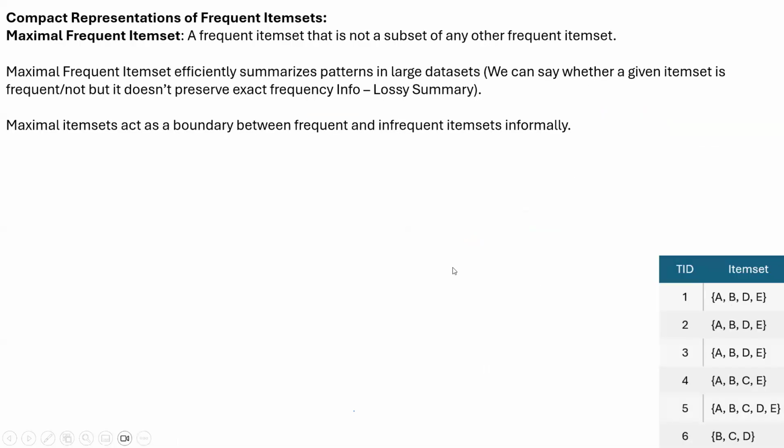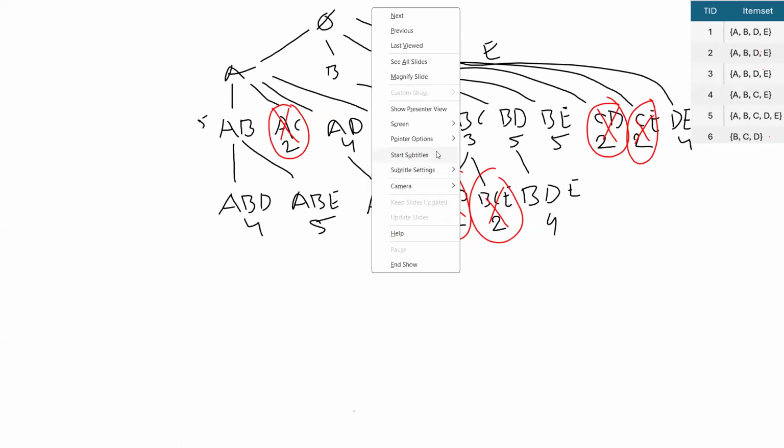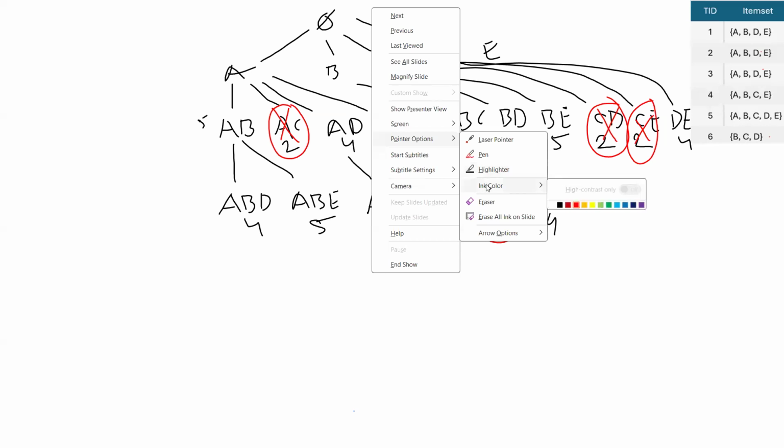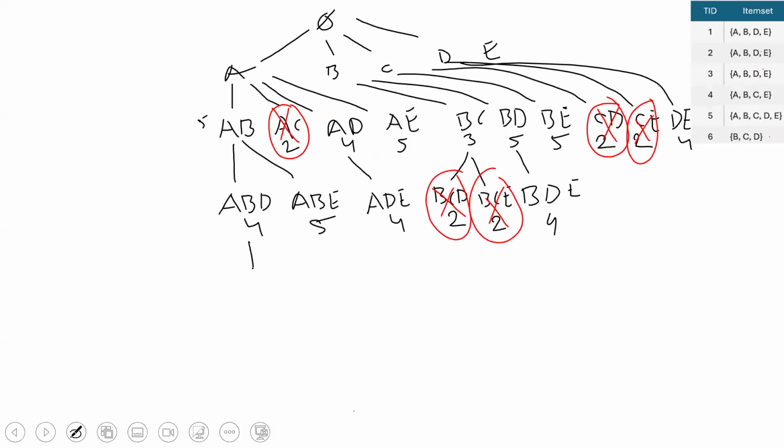Now let me go back to this one. So this becomes ABDE. ABD is also covered, and BD is also there. Now, what is the frequency of ABDE? ABD is 4, right? So this is 4. All right. So now what have we got? We have got a different set, which is different from what we got before.